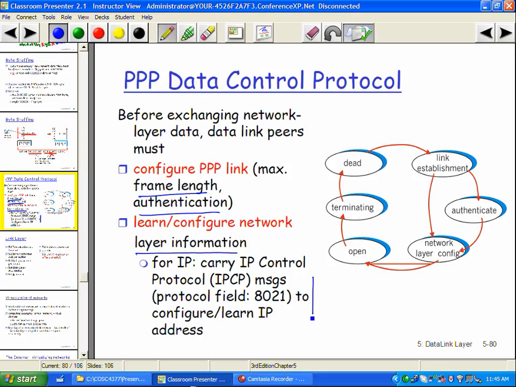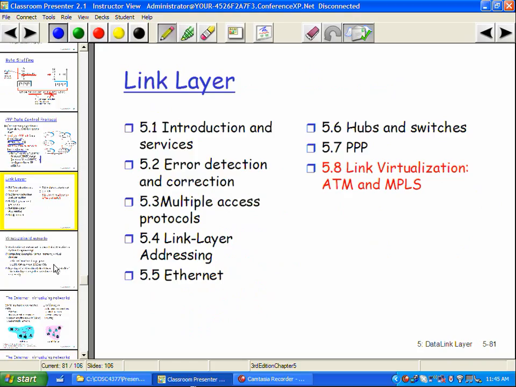Okay. So that's as much as we're going to talk about PPP. Any questions, anybody? Are you using PPP at home? No. It's quite commonly the link from home is actually a PPP link.